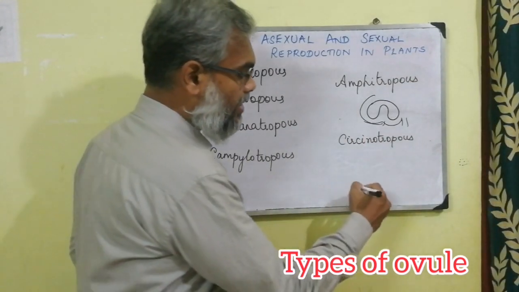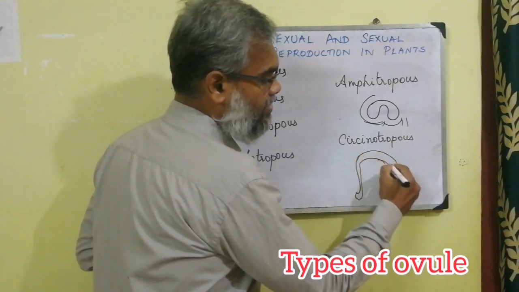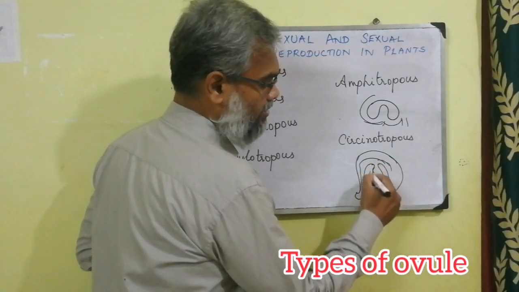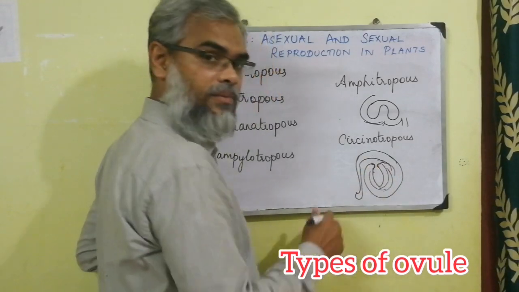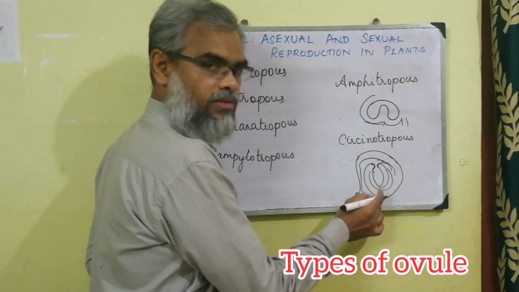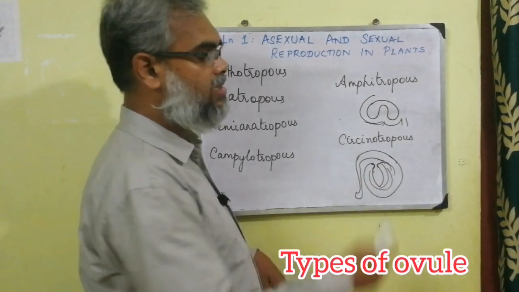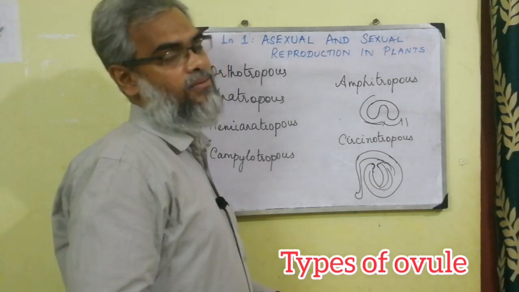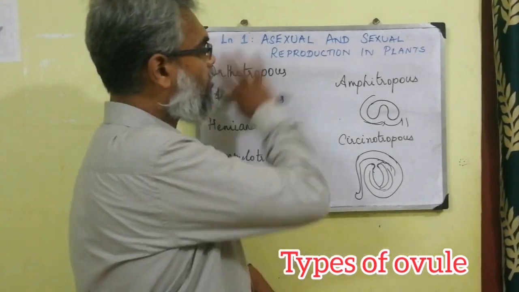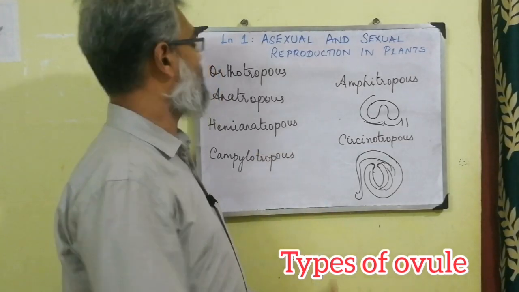Cercinotropous is where the funicle engulfs or covers the whole ovule. So here is the ovule, and the micropyle is here. Totally it will cover. Normally the funicle is only a small portion, but here the funicle covers the total ovule. So that is cercinotropous. This is seen in the Cactaceae family, the cactus family, our xerophytes. So totally 6 types of ovules are seen in plants.